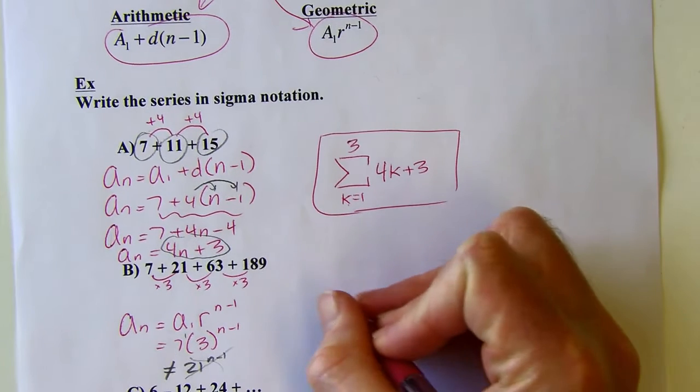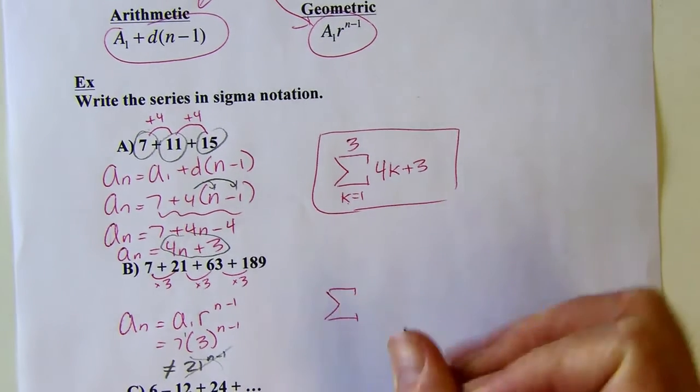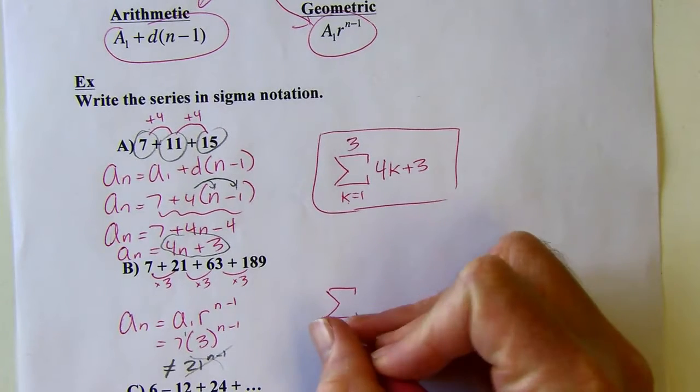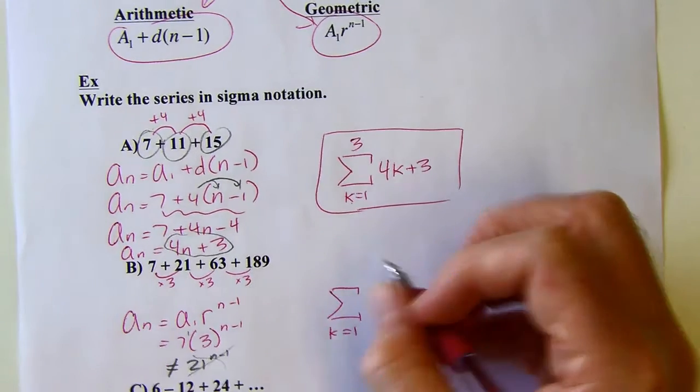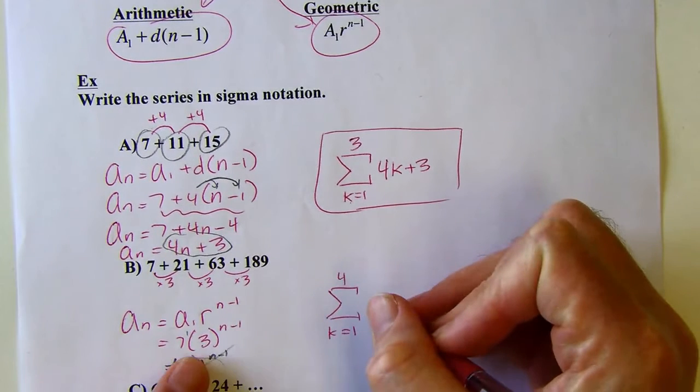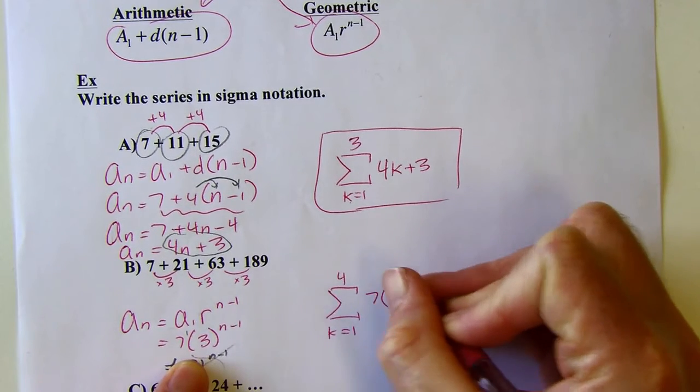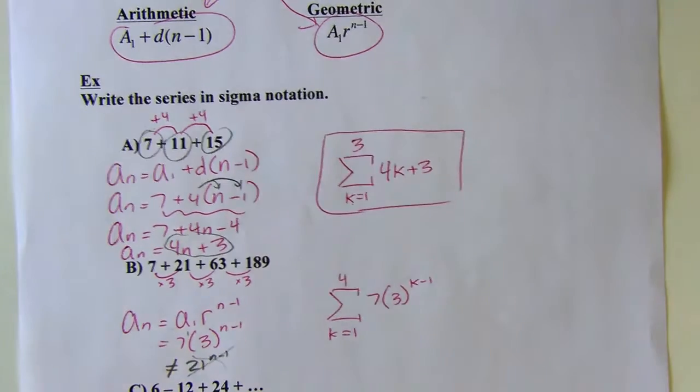Okay, so then let's write the sigma notation. I like to use k, so I'll use k here. And then I can see there are 4 terms, so I want a 4 up here. And then I'll make this 7 times 3 to the k minus 1. And there we go.